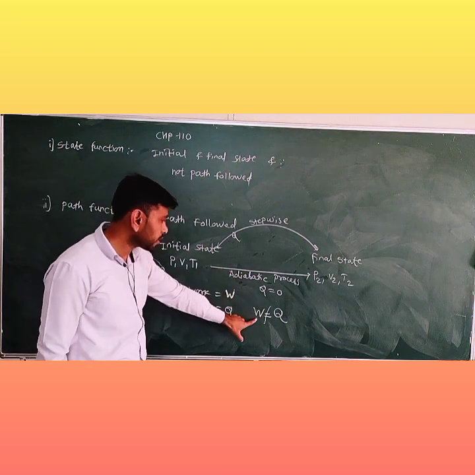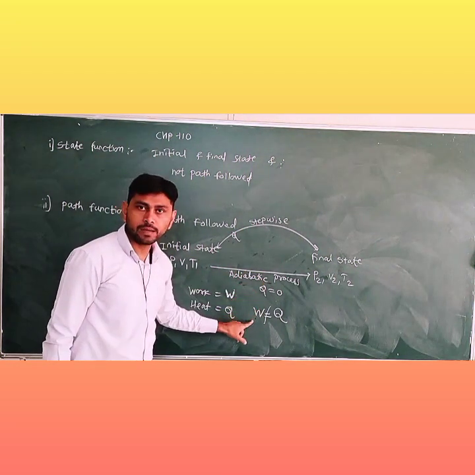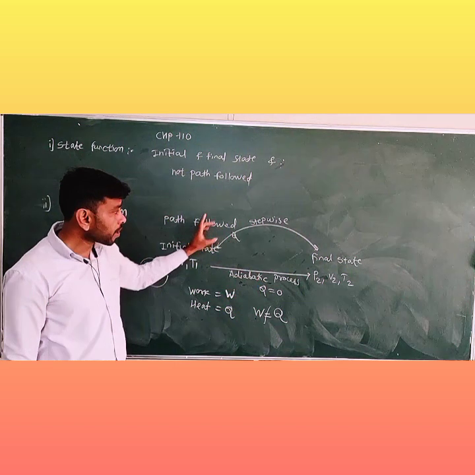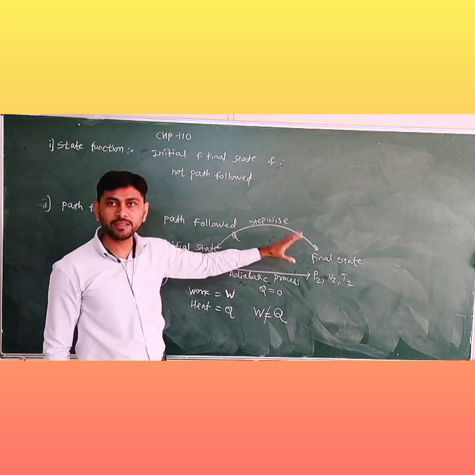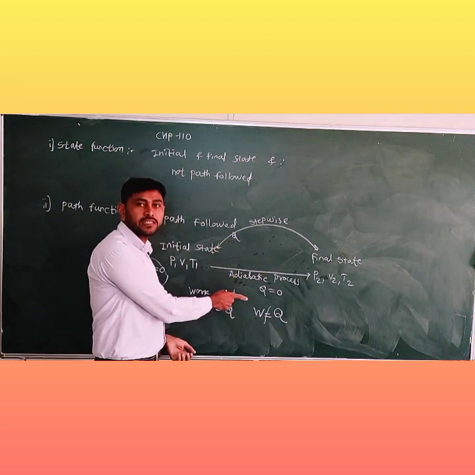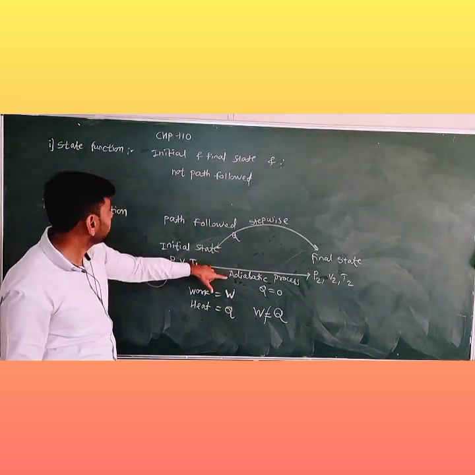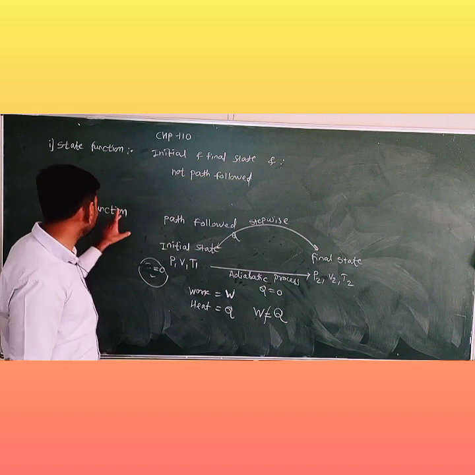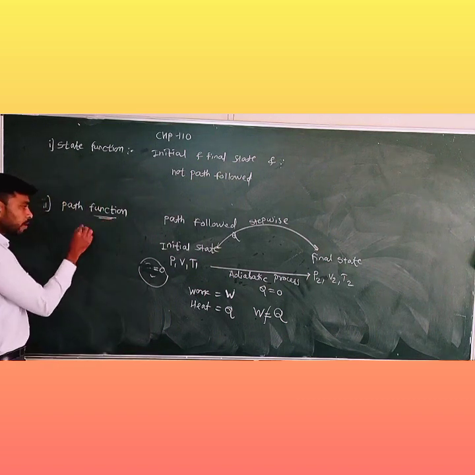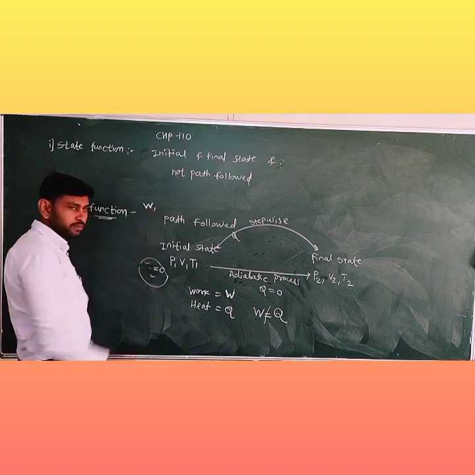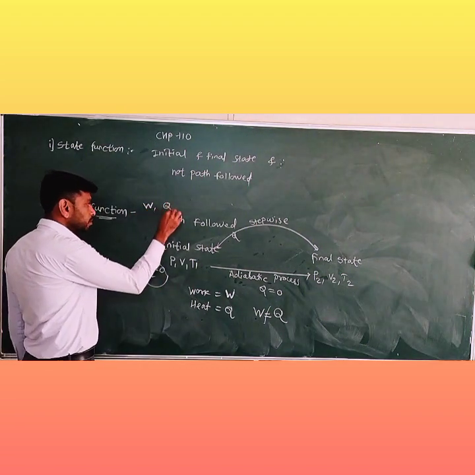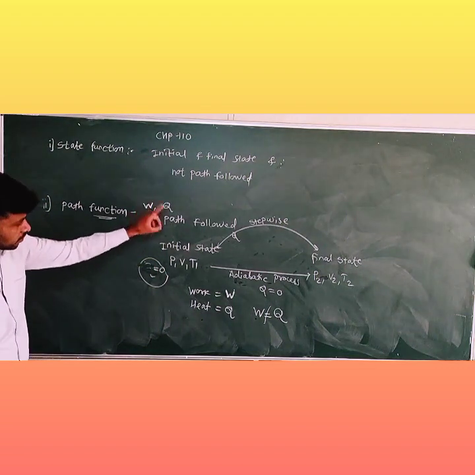That's why these two quantities, Q and W, work and heat, are path dependent. If we change the path, then there should be a change in these quantities. So these are path dependent quantities, and path dependent quantities are called path functions. Examples of path functions: W is a path function, Q is a path function, because they change according to the path.